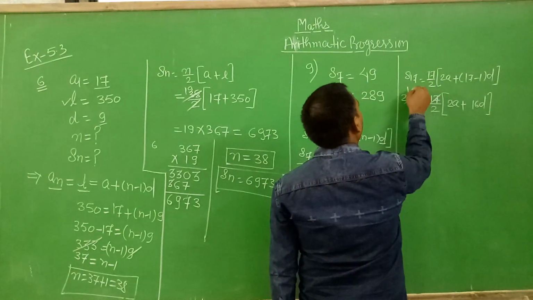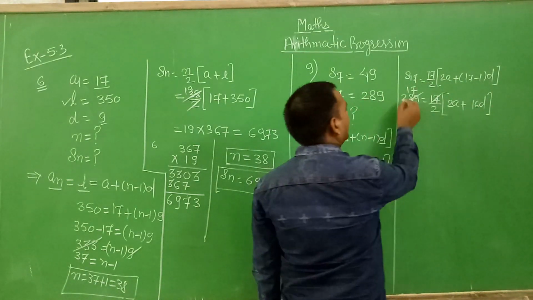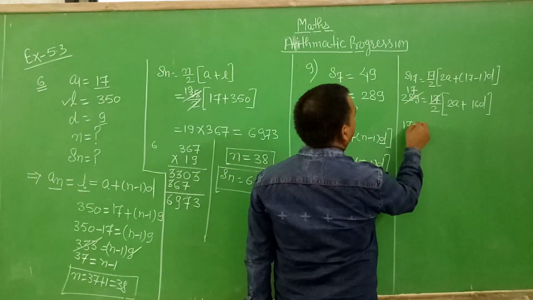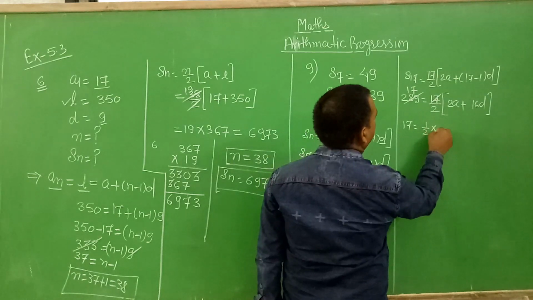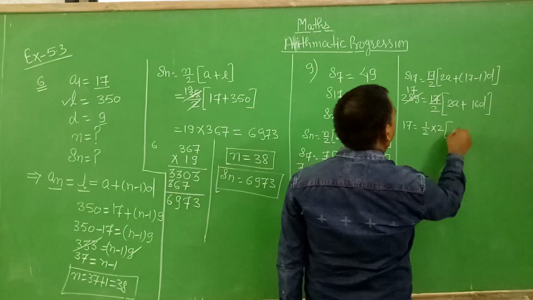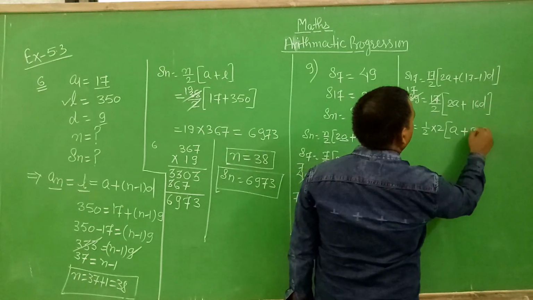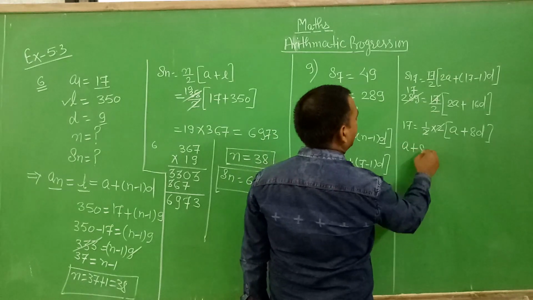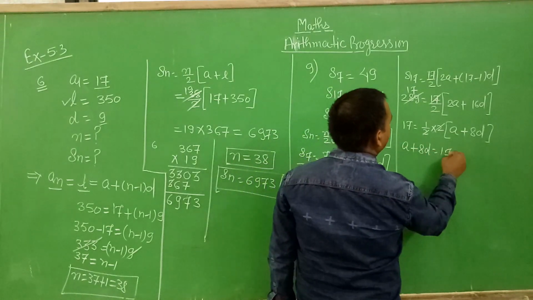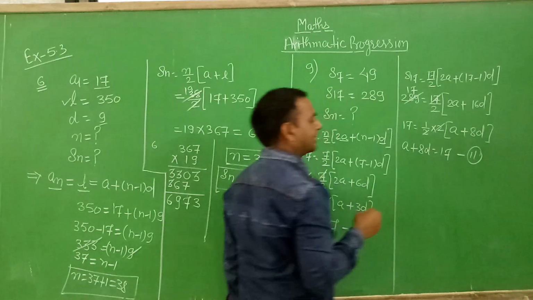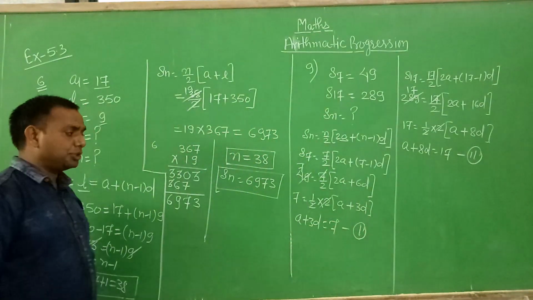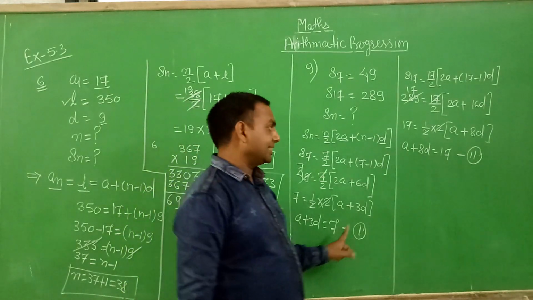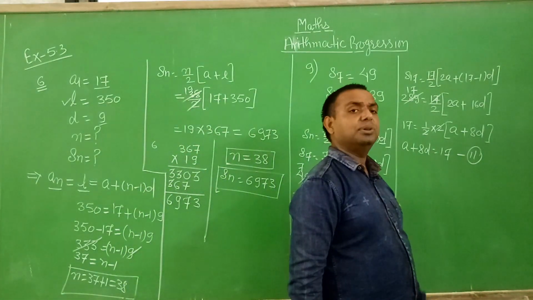17 17s are 289, because 289 is the square of 17. So 17 is equal to 1 by 2 into, you take 2 as common, so bracket a + 8d, since 2 into 8 is 16. 2 is cancelled by 2, so a + 8d is equal to 17. This is equation number second. Here are the two equations. Equation number first is a + 3d is equal to 7. Equation number second, a + 8d is equal to 17.